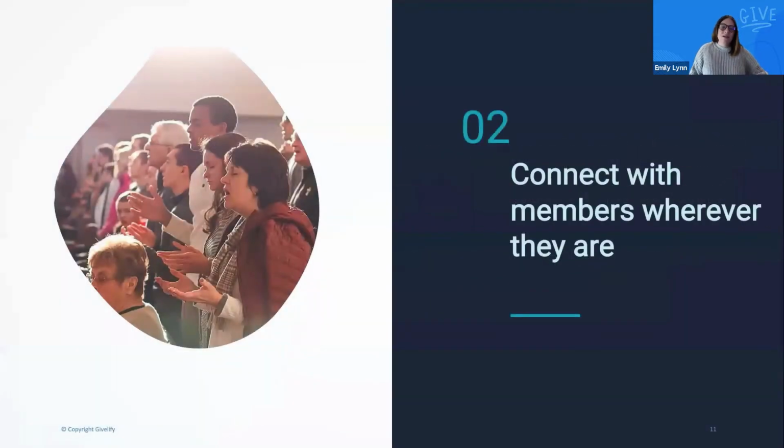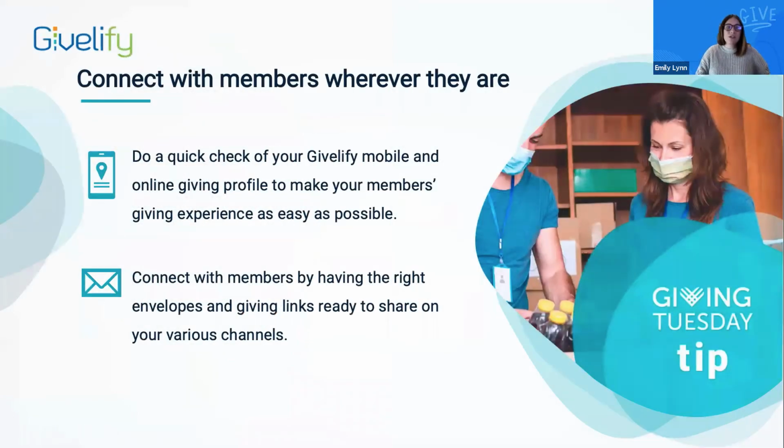Awesome. Well, thank you, Faith. So now we're going to cover how to connect with your members wherever they are. So first, you want to do two important things to be able to connect with your members. Start by doing a quick check of your Givelify mobile and online giving profile to make your members' giving experience as easy as possible. This includes making sure your app profile is up to date, that you have your pastor's picture included, that you have your branding all on there, your address is correct, and that will be your presence across the app so your members can identify your church.